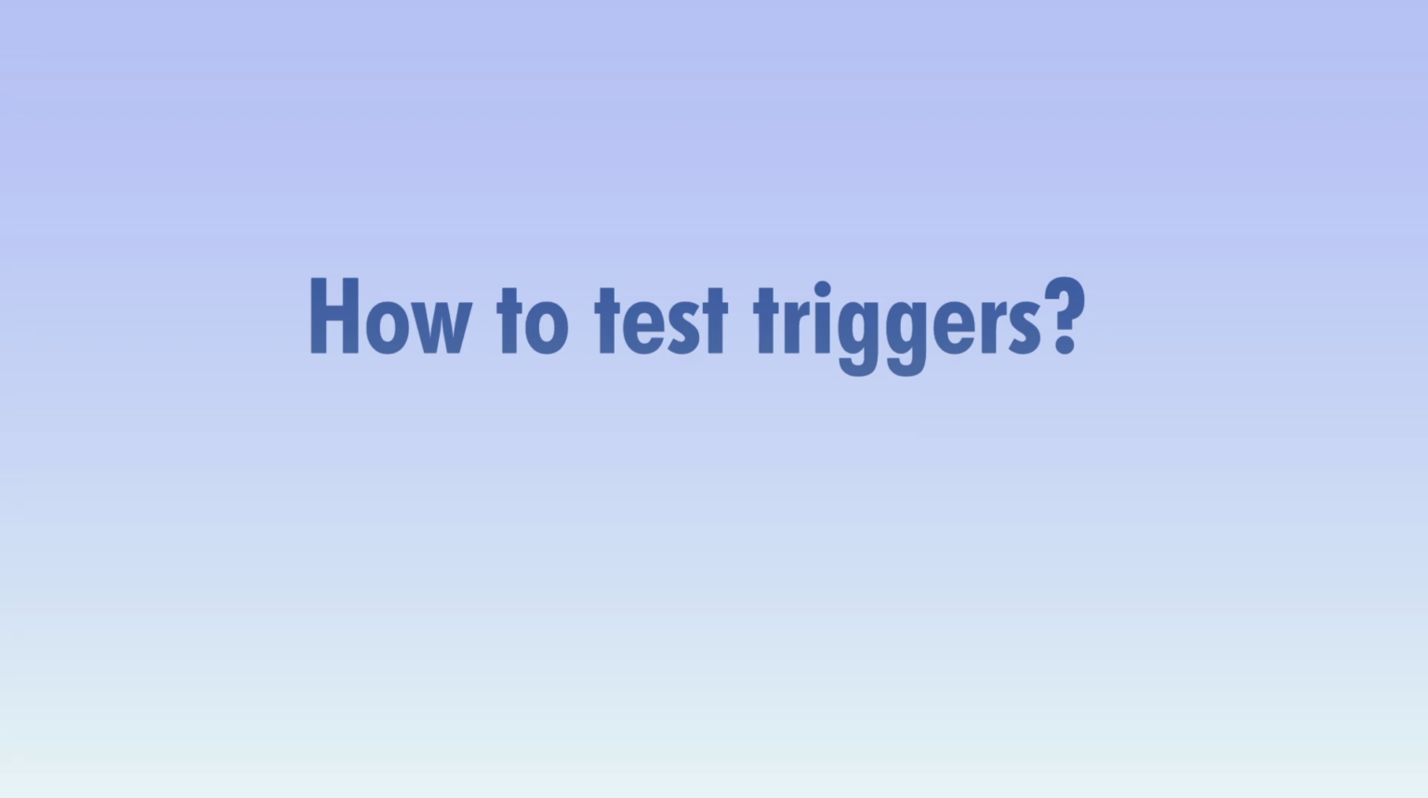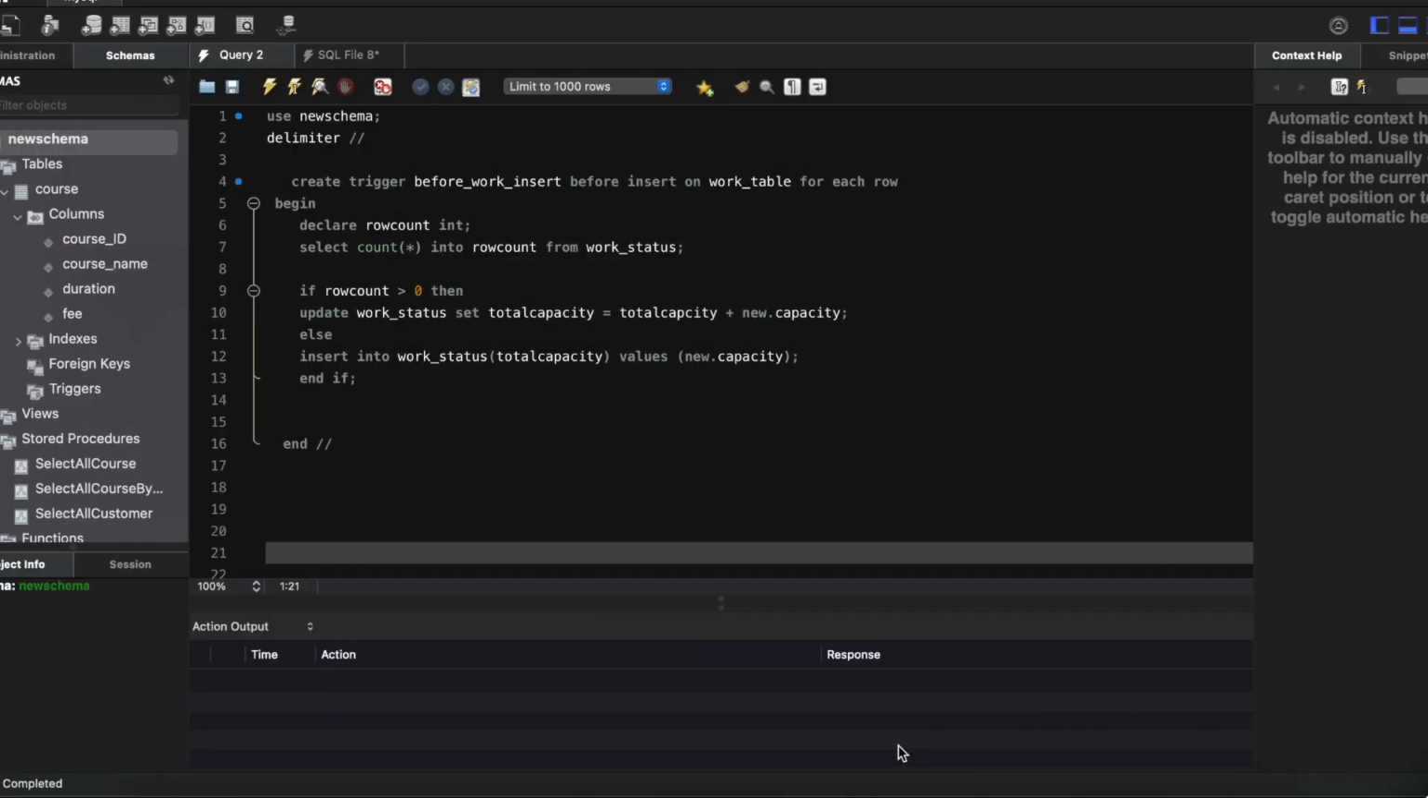I will show how to write the triggers and then I will show you test cases on how to test these triggers. So let's get started now. So this is our trigger. The trigger name is before work insert, and this is on before insert on the work table. So I have created a work table and a work status table. Two tables I have created.